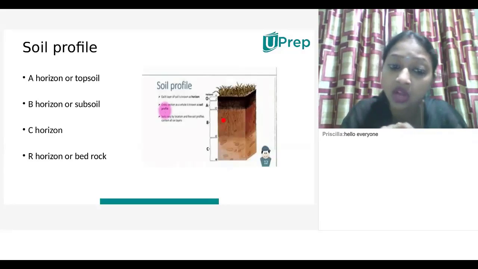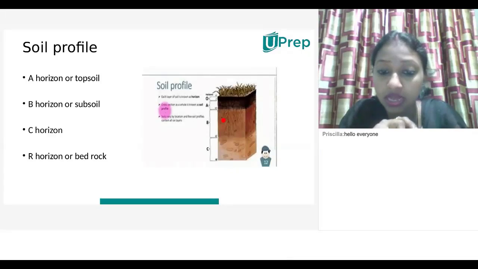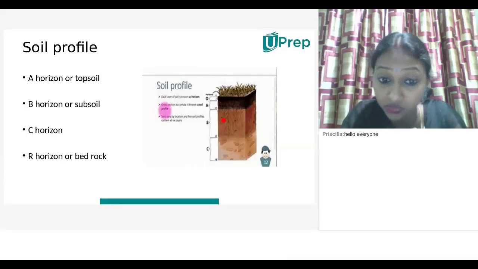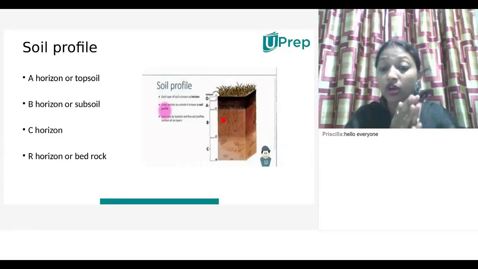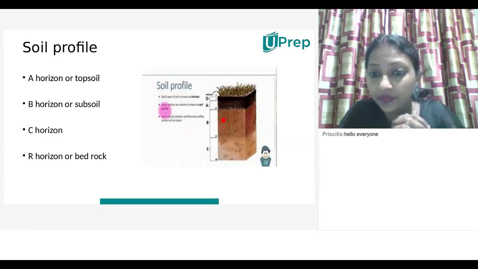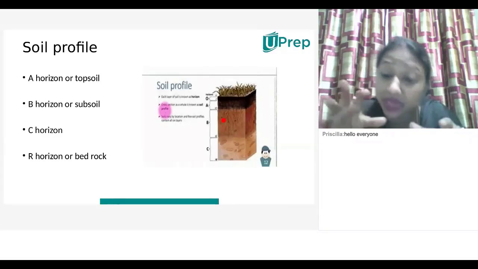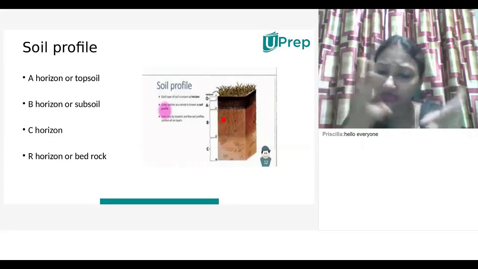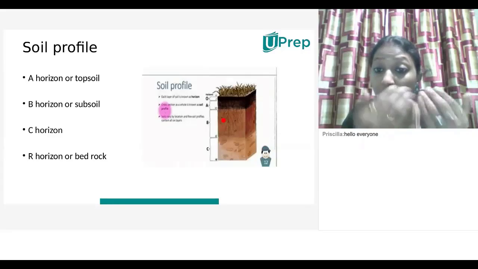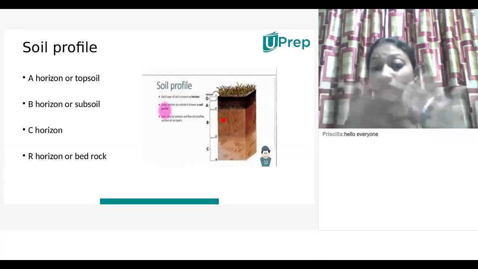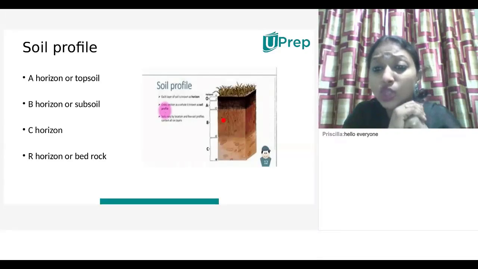Next, R horizon or bedrock. It is the lowermost layer and mainly consists of parent rocks. It undergoes weathering, starting the formation of soil. The properties of the rocks greatly determine the composition of the soil. That means it is present in the beneath layer, that is the fourth layer. We can see the third layer itself is strong, so below that the fourth layer is very strong, and there is a chance of weathering forming. That means rocks are present in it.